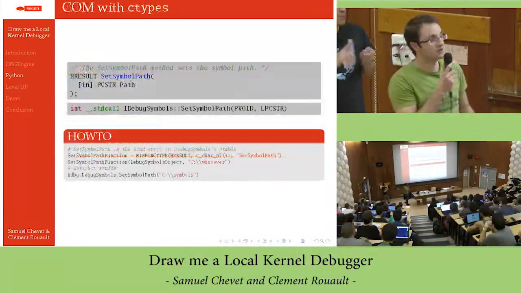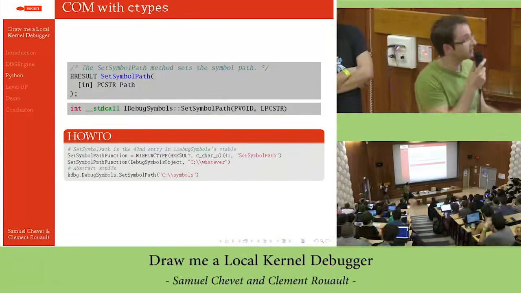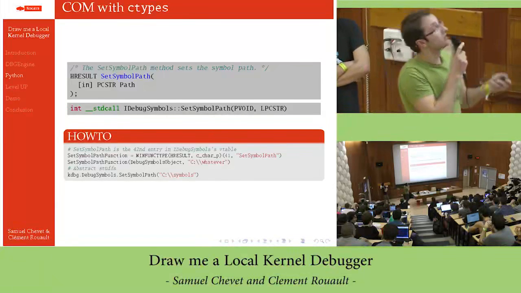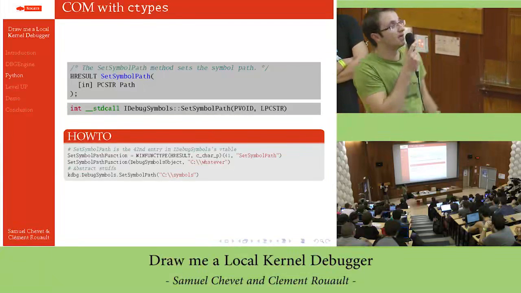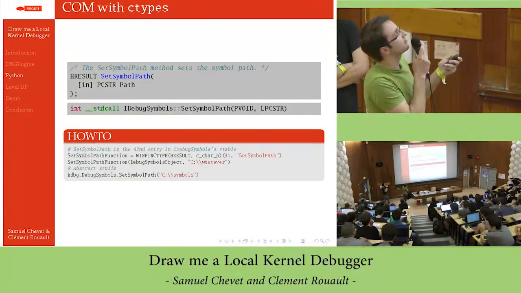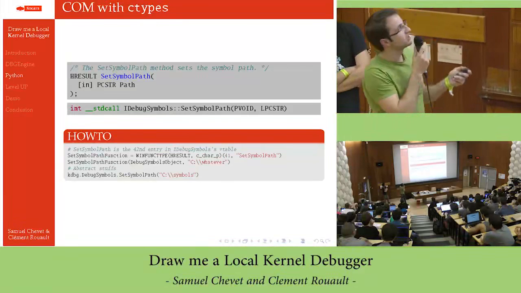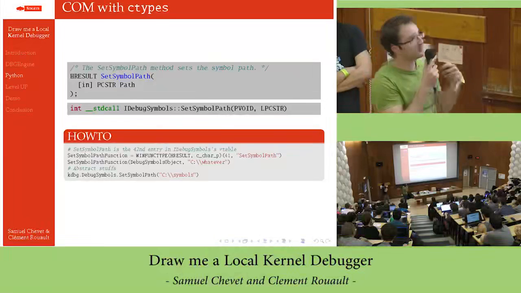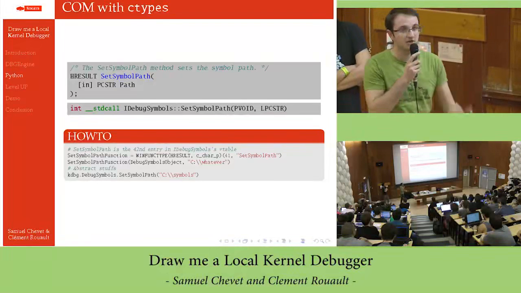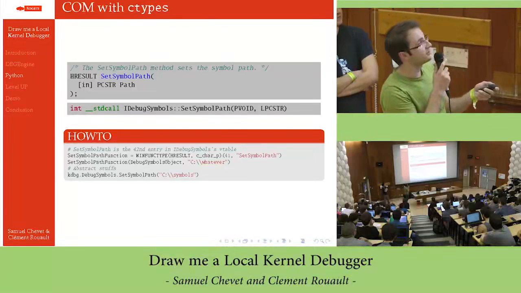So we'll begin with the simplest part, which is calling a COM interface from Python. As you can see, we have a function which is SetSymbolPath, and we just set the symbol path. It takes one parameter, which is a string, the path, and returns an HRESULT, which is the return type of every COM function. In the real calling convention, you have a PVOID and the string, and the PVOID is your COM interface. It's exactly a this call, and the PVOID is your this.